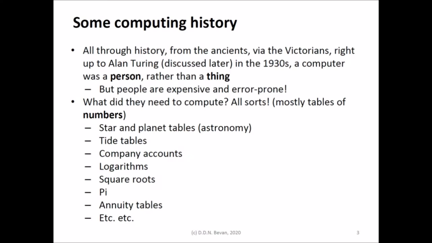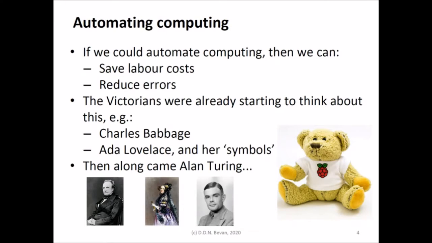So people started to think about how they could automate this computing, because you can reduce the labour cost and you can reduce the errors. And the Victorians were already starting to think about that, most notably probably Charles Babbage, shown here. And I recently learned that the Raspberry Pi Foundation have adopted a mascot who is also called Babbage, so we can see why. And Babbage was probably the first computer architect, thinking about designing mechanical machines to calculate things.